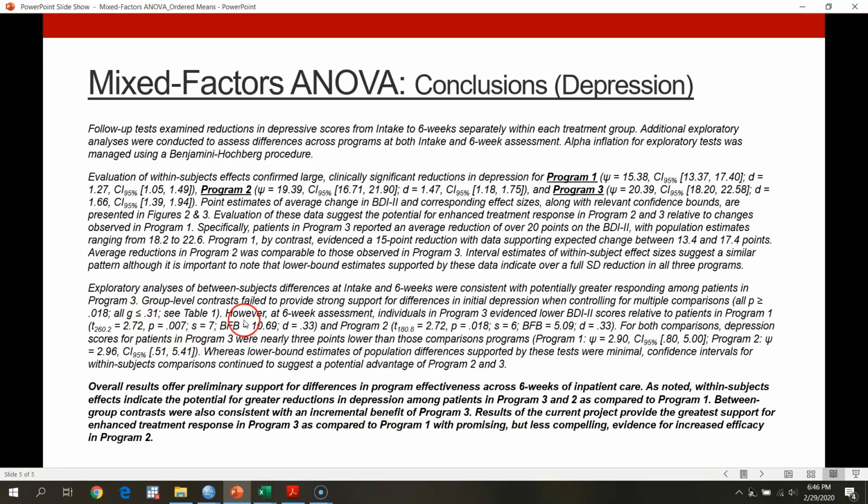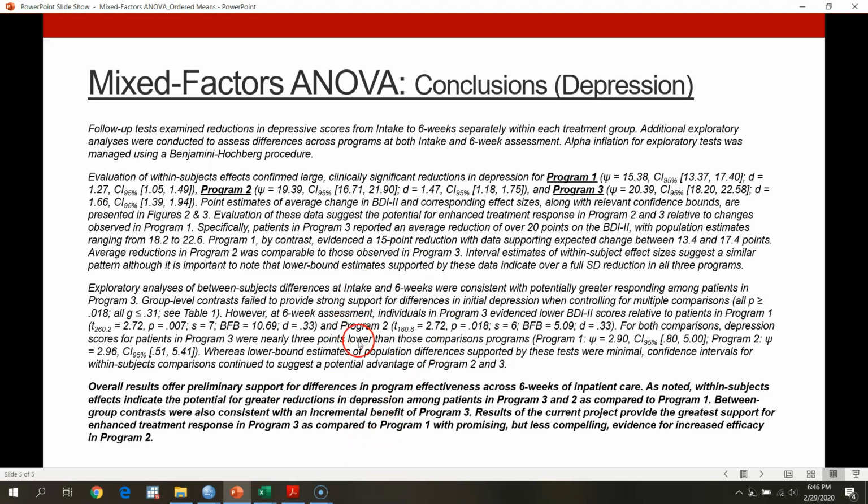Although we did see one of those contrasts popping up, it didn't meet the threshold for interpretation with our correction. But at 6 weeks, we did see some evidence of lower symptoms at the conclusion of treatment in program 3 relative to programs 1 and 2. But the magnitude of improvement, at least on a between subjects factor, may be less impressive here. But focusing primarily on our within subjects tests, we're seeing some evidence of a stronger reduction within programs 2 and 3.